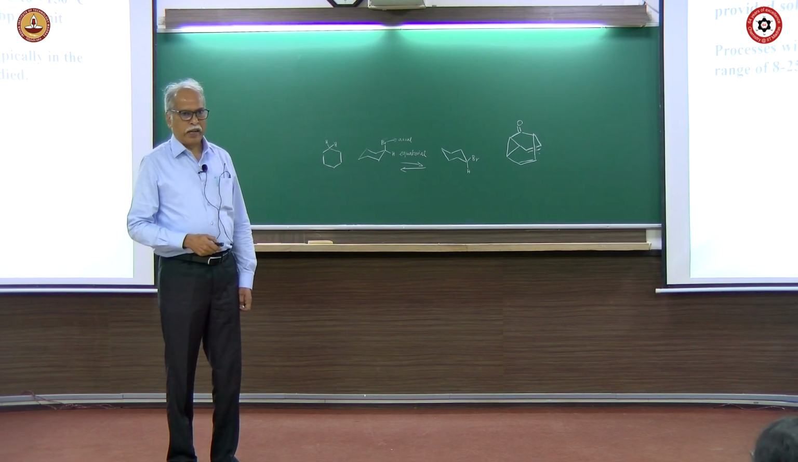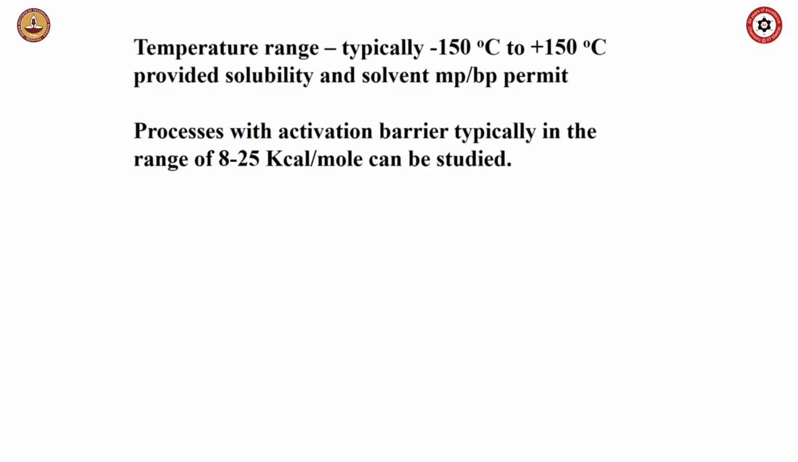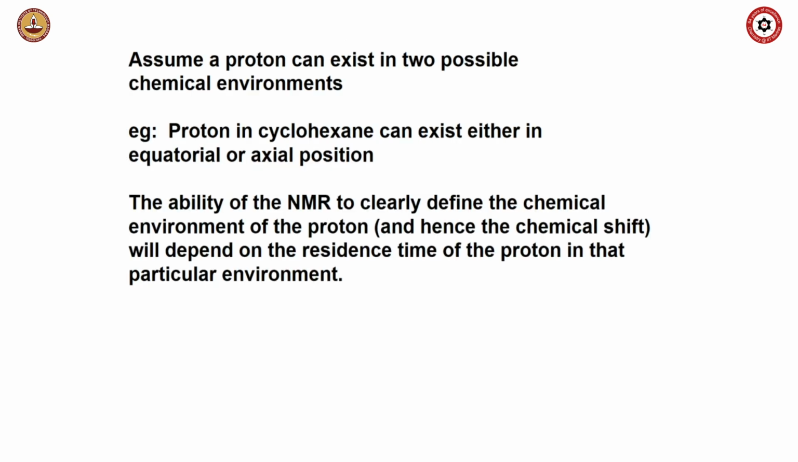If it is below 8, you will not be able to study by NMR spectroscopy because it is too fast to happen. If it is above 25, it will be too slow. You don't need NMR spectroscopy to study this. So these are the limitations that we have with the dynamic processes.